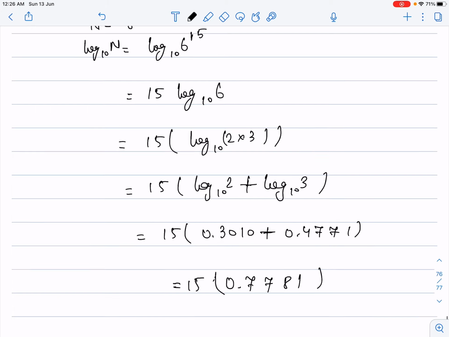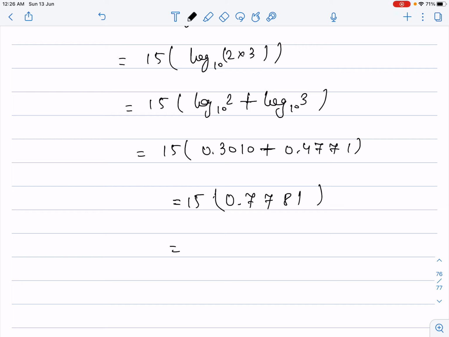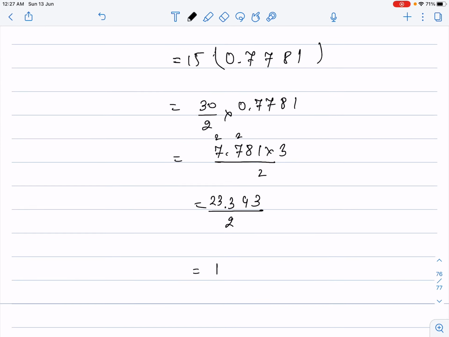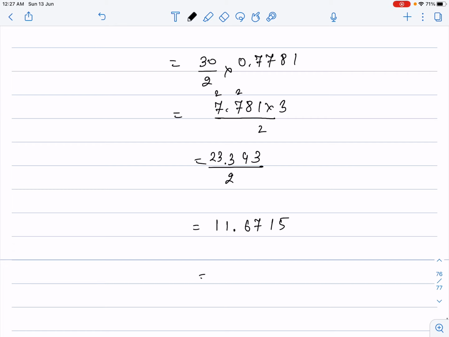Now guys, to proceed further, we will be going to do what? Multiplied by 2 and divided by 2. 30 by 2 multiplied by 0.7781. So finally we are going to get like 7.781 multiplied by 3 divided by 2. So 3, 24, 23, 23. And point will be over here. So we'll be going to get what? 11.6715 approximately.